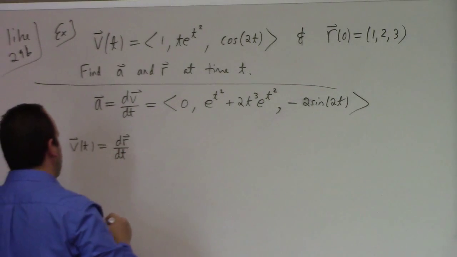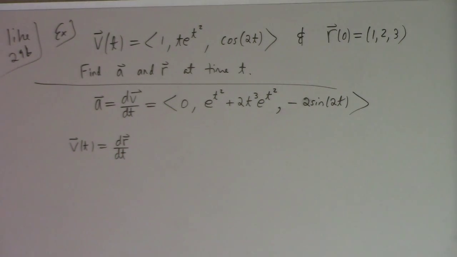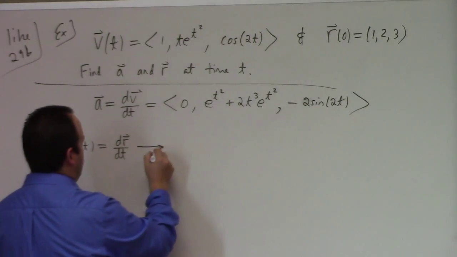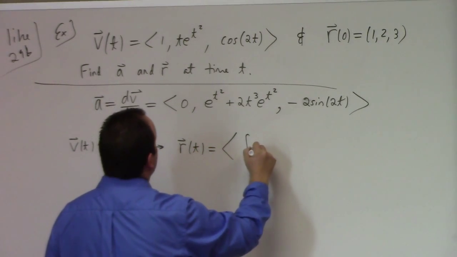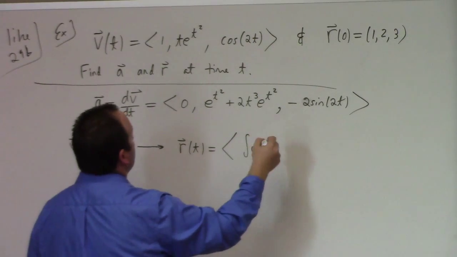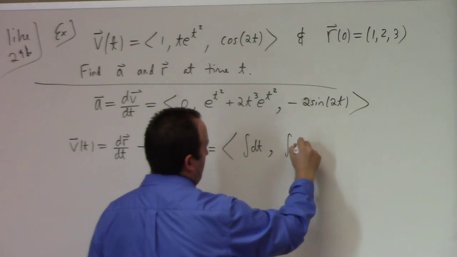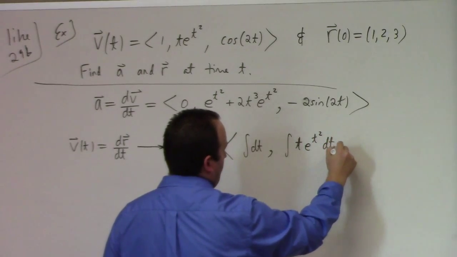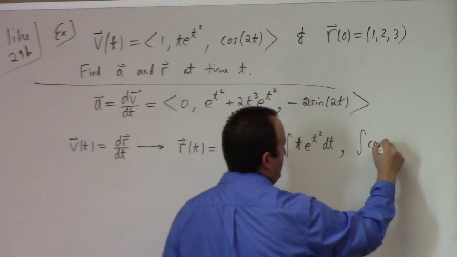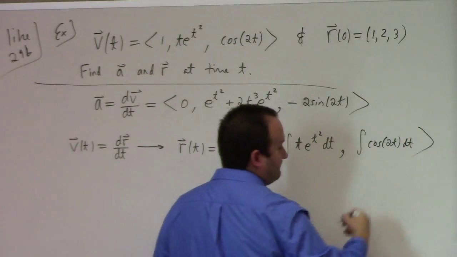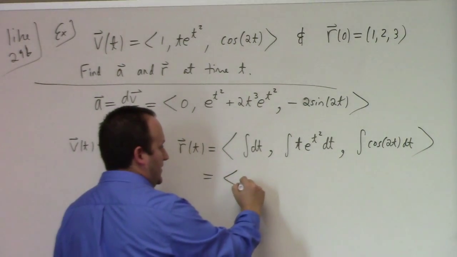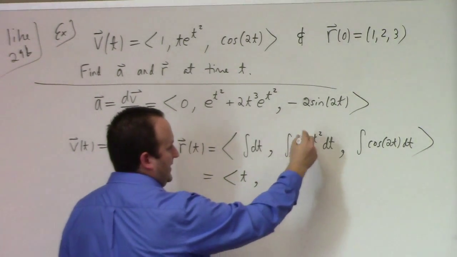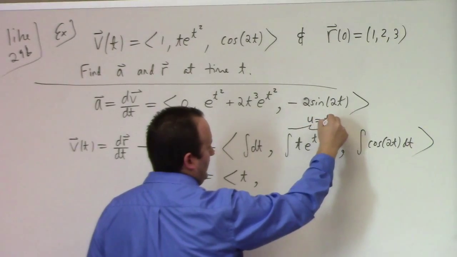So there's two different ways to go here. I'm going to take the integrate, add a constant, and then fit the constant route. So if I integrate indefinitely, this gives me r of t is equal to what? Well, the integral of dt, because it's just 1 times dt. The integral of t e to the t squared dt. And then the integral of cosine of 2t dt. But these integrals are all relatively elementary.